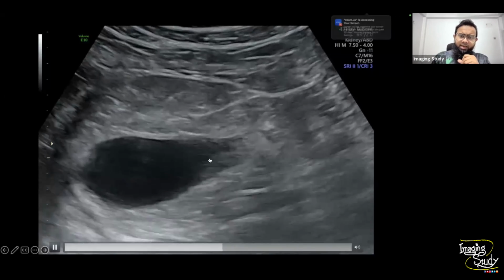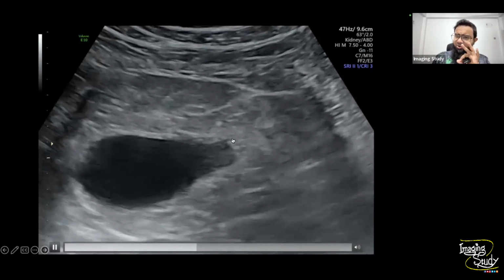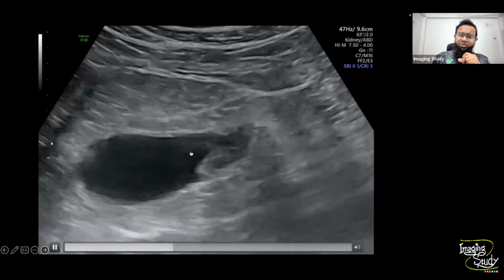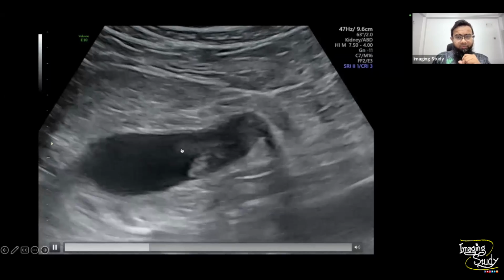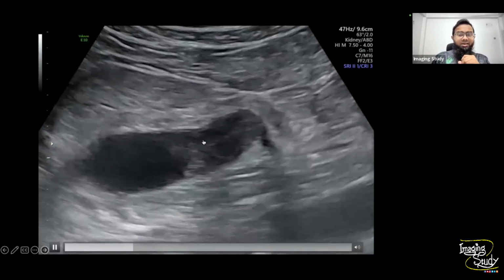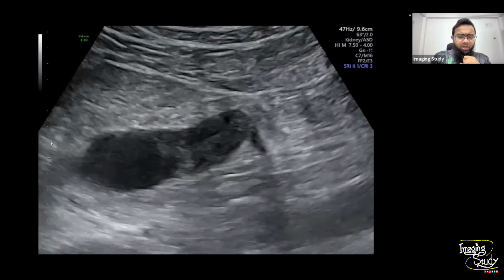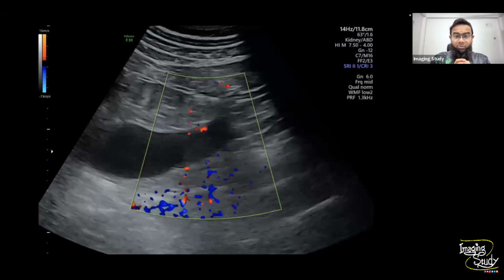Now you can see here, this structure doesn't look quite normal. This doesn't look like a stone. Rather, you can see a hypoechoic irregular soft tissue area within the mid-ureter, and it is causing proximal dilatation. So this structure should be counted as a mass lesion, but we need to use the Doppler. So we will use Doppler, but let's see here.